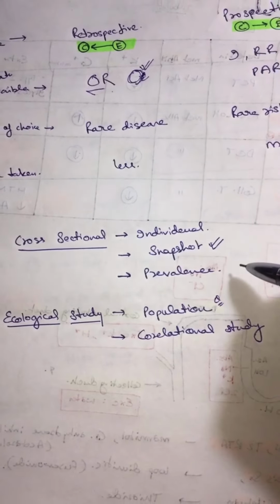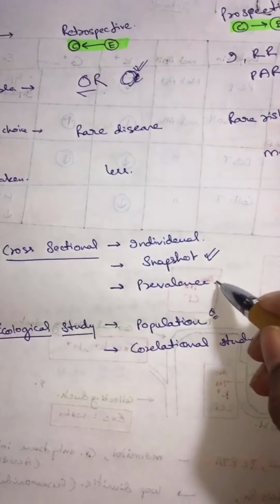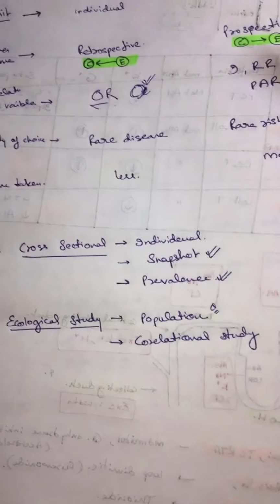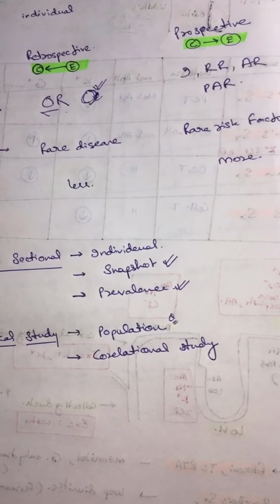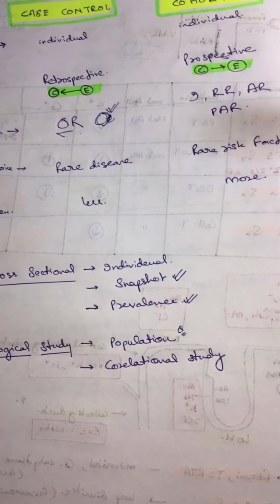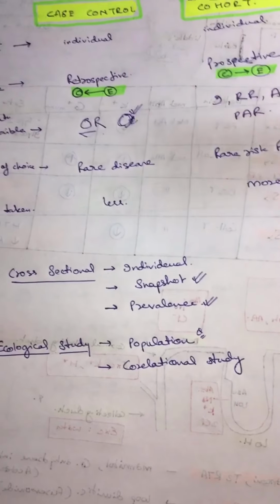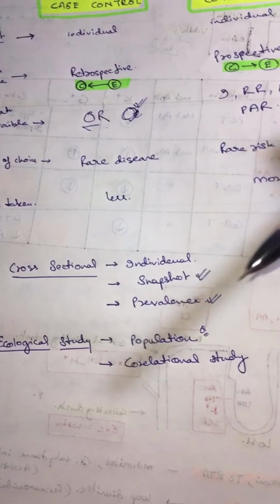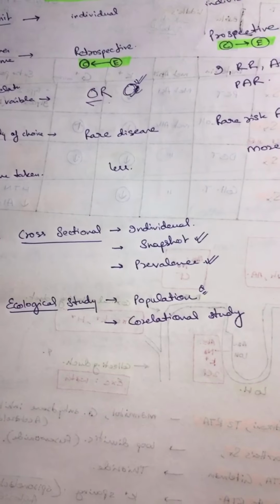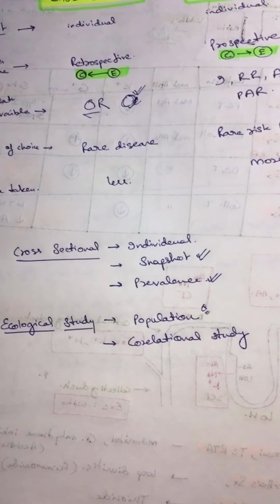And the correlation between variables we see here is prevalence. See, we already read the incidence, so prevalence should also be somewhere, and we know prevalence is not in case control, so it's going to be in cross-sectional. Just correlate it and remember it. That way you'll remember it forever.